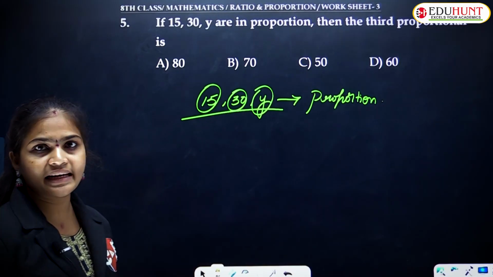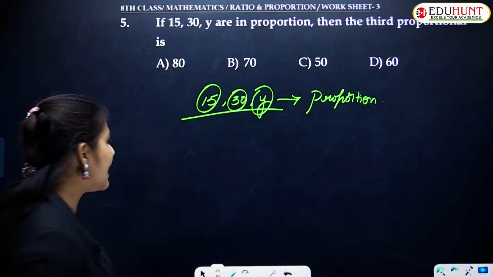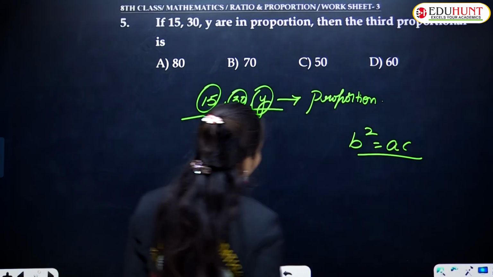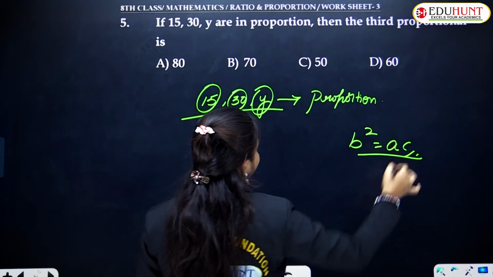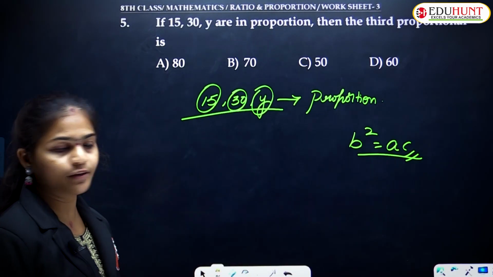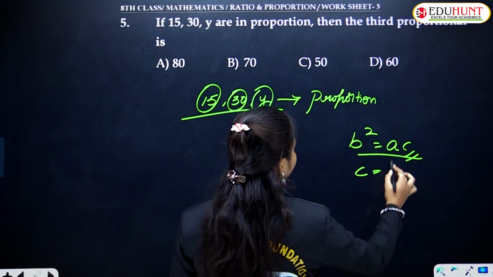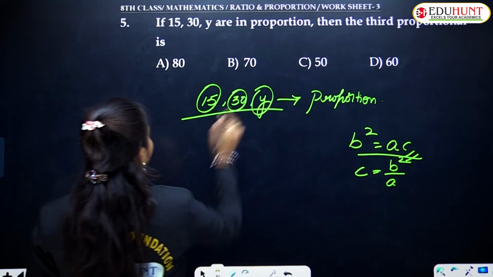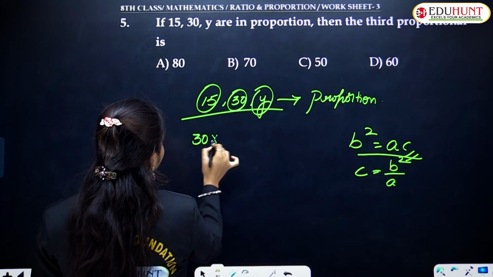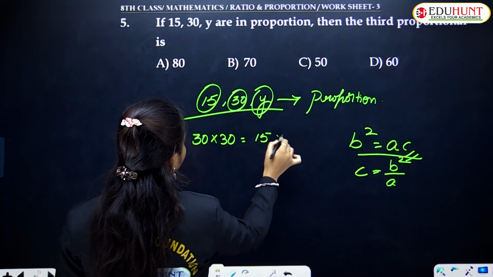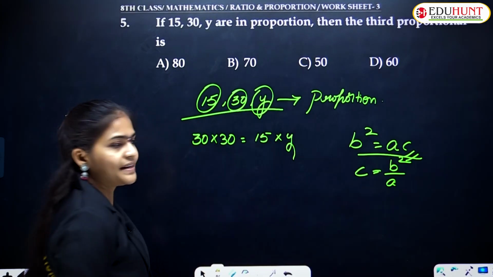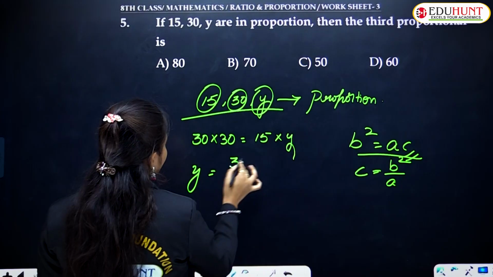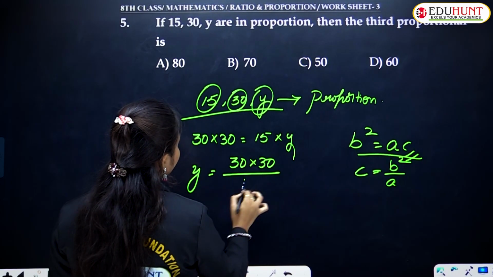We know the condition, right? A is to B as B is to C. In that case, B square is equal to AC. For the mean proportion we need to find that, but here we need to find the third proportion. Third proportion is C only, no? So C is equal to B square by A. From this we can write 30 into 30 is equal to 15 into y. As per this, 30 square is equal to 15 into y. So y is equal to 30 into 30 by 15.